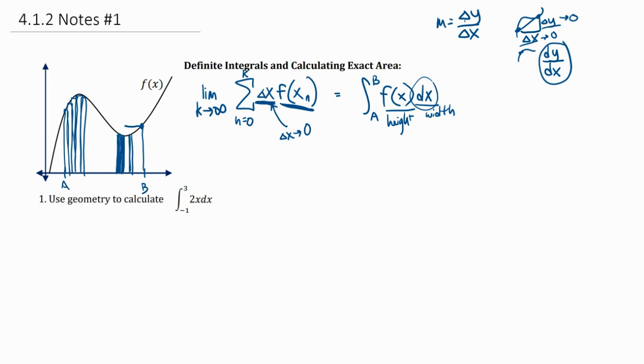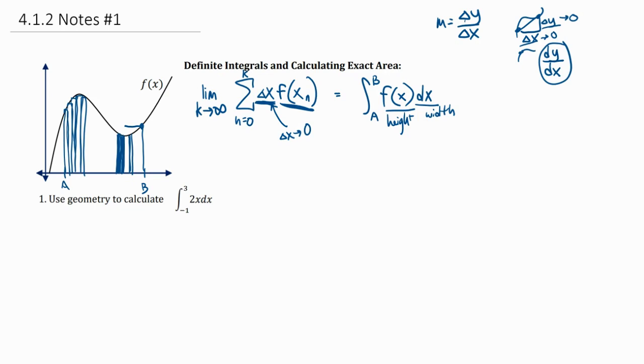And so I just want to remind you, it's because we're adding up an infinite number of rectangles, and each rectangle has an area of a height times a width. If you don't multiply your height by your width, you haven't found area at all. So we do need to multiply by dx. That represents the width of each rectangle.